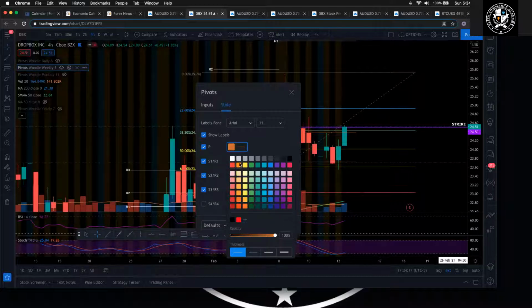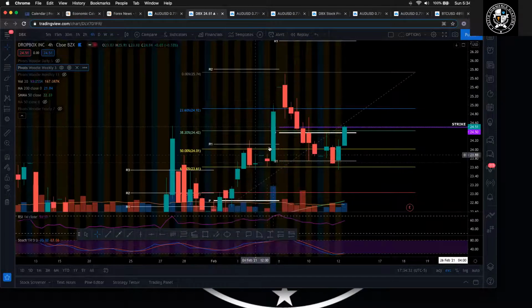Let's make it yellow, or let's make it red. Let's make it white. All right, cool. Now I'll make it thicker. So boom. My pivot point is really right around my strike price. So I've got pivot point, strike price, Fibonacci level, all in the same range. Support level, right around the same range as my stop loss.